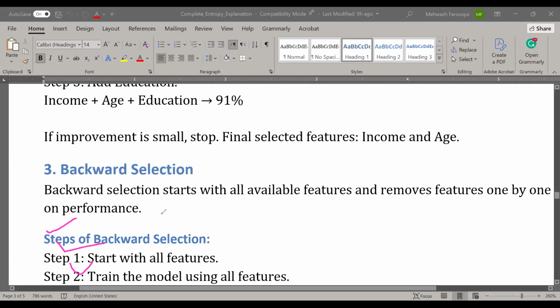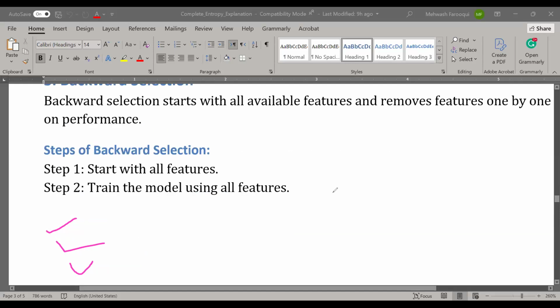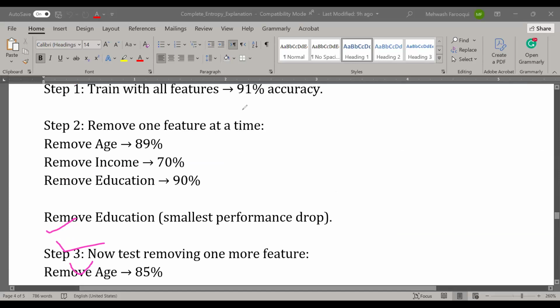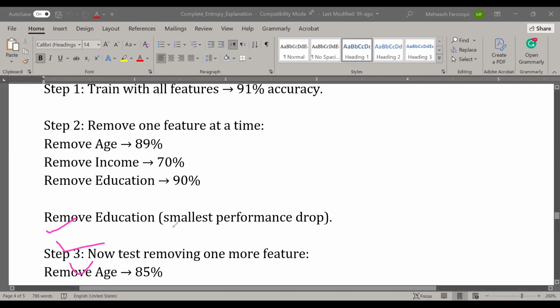Then what is backward? Backward means we start with all available features and then remove them one by one. We trained with all features and got 91% accuracy. After that, remove one feature at a time. We remove age, it is 89. We remove income, 70. We remove education, 90%. So we understand that removing education gives the smallest performance drop.